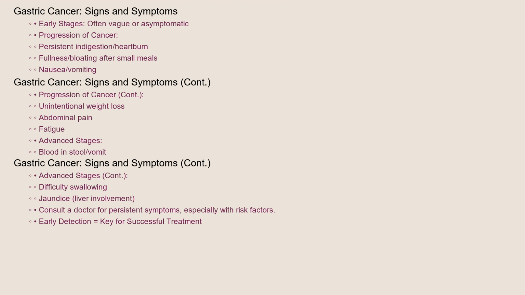More advanced stages can cause blood in the stool or vomit, difficulty swallowing, and jaundice if the cancer has spread to the liver. It's crucial to consult a doctor if you experience any of these persistent symptoms, especially if you have risk factors for gastric cancer. Remember, early detection is key for successful treatment.